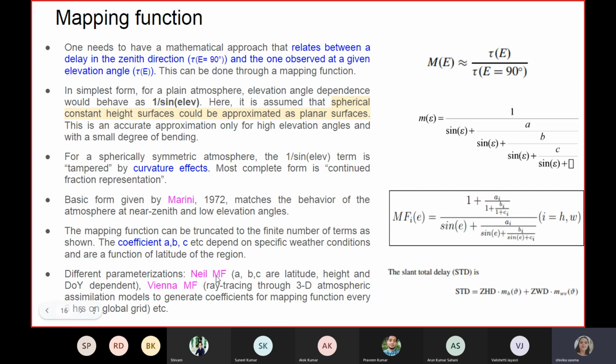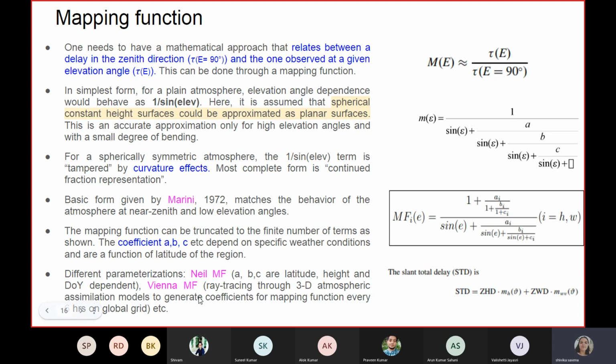The simplest is the Niell mapping function. It is relatively constant, easier to use, easier to compute, but it uses a larger approximation. That means it is less accurate. Okay, so in the Niell mapping function, a, b, c coefficients are latitude, height, and time dependent, day of the year.